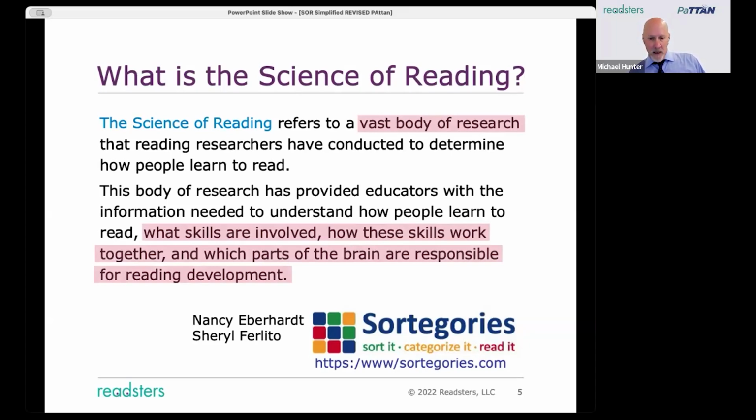Well, skills, how the skills work, and what part of the brain is responsible for proficient reading and the development of proficient reading. By the way, Sortegories, when I talk about automaticity and mastery at the end, is a wonderful resource for practice to develop automaticity. So check it out.